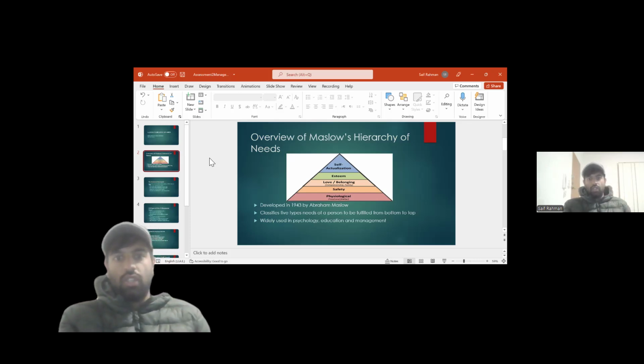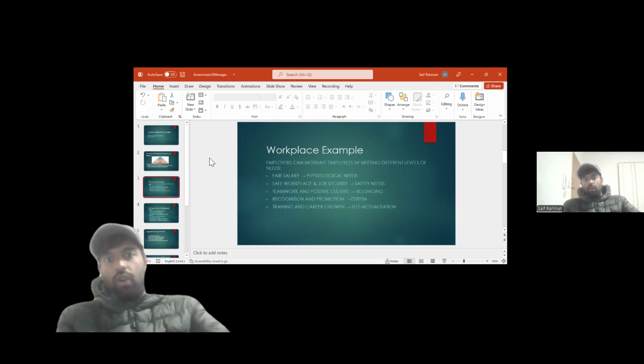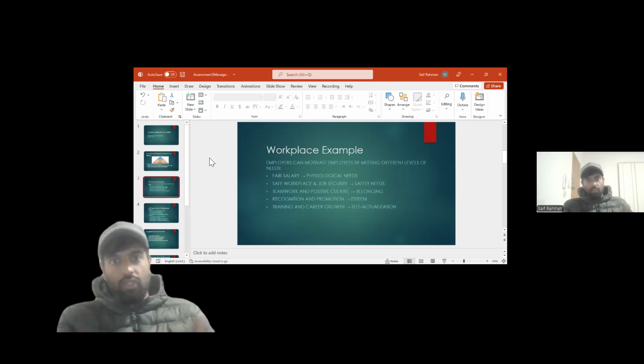Now, this theory is widely used in psychology, education, management, public administration, and other related fields. We have a workplace example as well, if you want to see the implementation of this theory in the workplace. Fair salary fulfills the basic physiological needs. Once these needs are fulfilled by fair salary, then you have the safety needs that are fulfilled by a safe workplace and job security. Then you have teamwork and positive culture that fulfill the belonging needs, and so on.